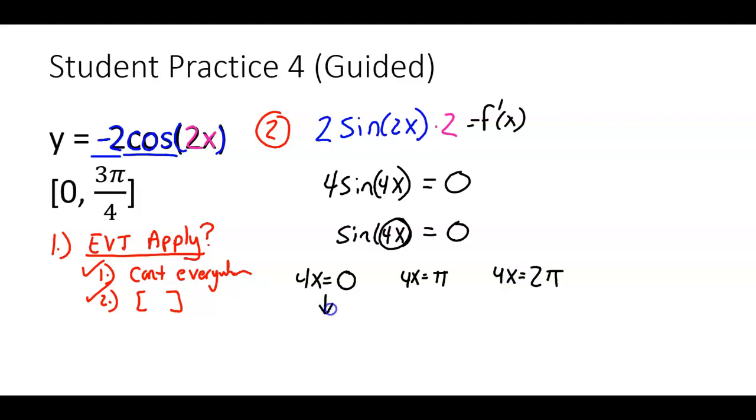If I solve this first one here by dividing by 4, I get x equals 0. If I divide by 4 on this one, I get x equals pi over 4. And if I solve this one by dividing by 4, I get pi over 2. Okay? So that does it for step 2. We'll move on to step 3.